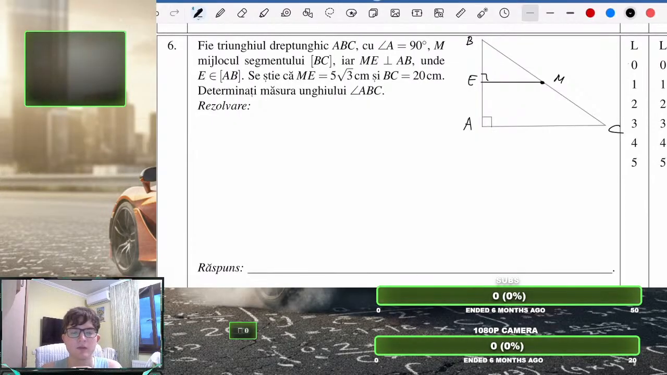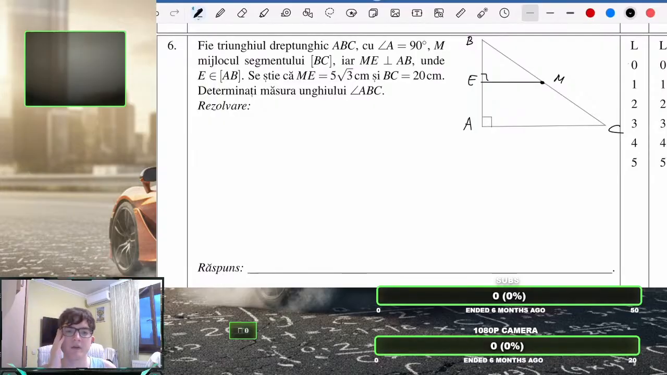And we know that ME is 5 square root of 3, and BC is 20. We have to find the measure of angle ABC, so essentially the measure of angle B right there at the very top. ME is 5 square root of 3, BC is 20, and M is in the middle, so essentially BM is 10. BM is 10.